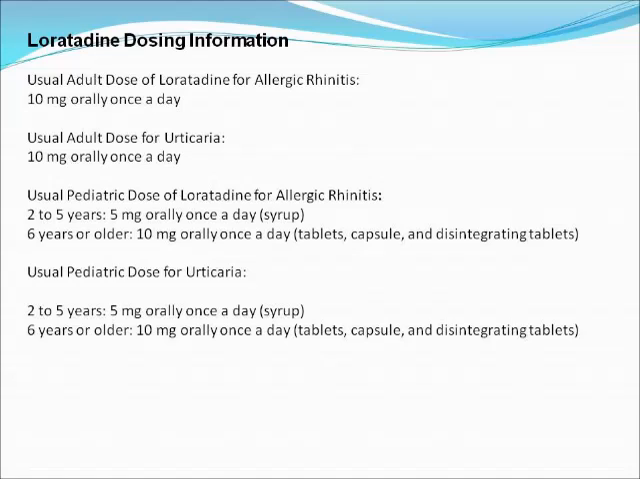It could be a tablet, capsule, or disintegrating tablets. The usual pediatric dose for urticaria for pediatric patients aged between 2 to 5 years is 5 mg orally once a day. It could be a syrup, and for 6 years or older, 10 mg orally once daily, which could be a tablet, capsule, or disintegrating tablets.